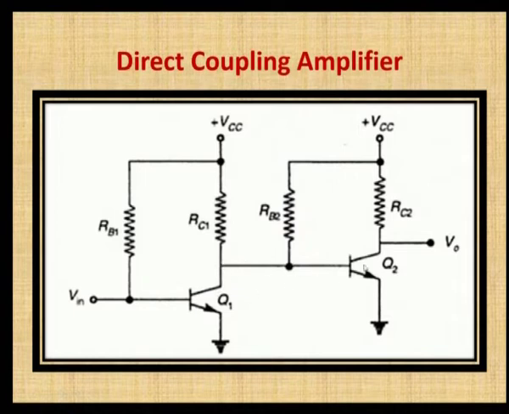So it is directly coupled, the output terminal is directly coupled to the input terminal of the next stage Q2. So it is called direct coupling. There are no passive components or a transformer between the input and the output of the two stages, and hence it has its own drawbacks. The DC voltages will also come into effect in the next stage of the amplifier circuit. This is one of the main drawbacks of this circuit.